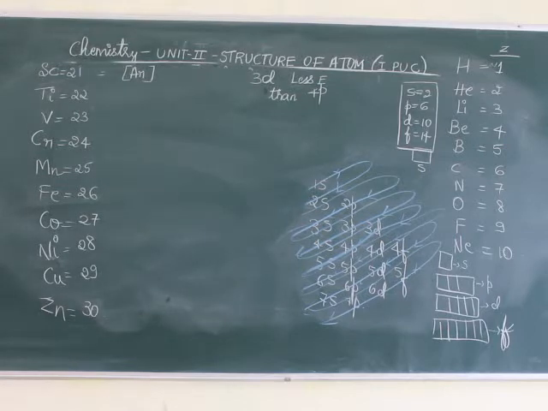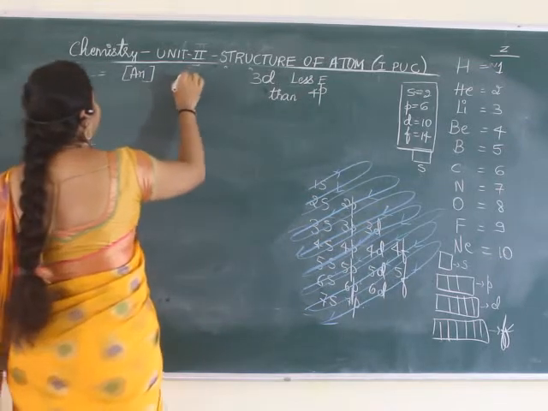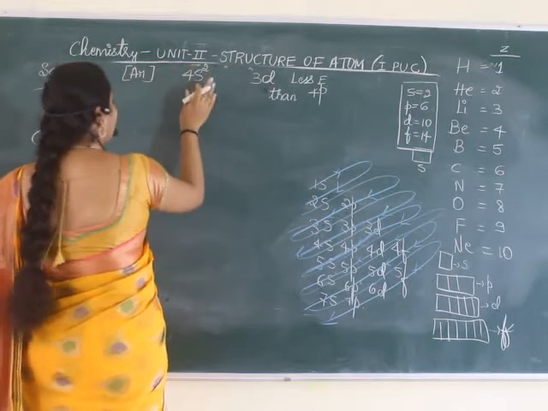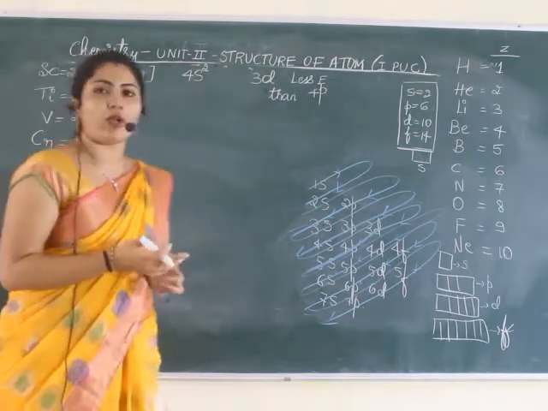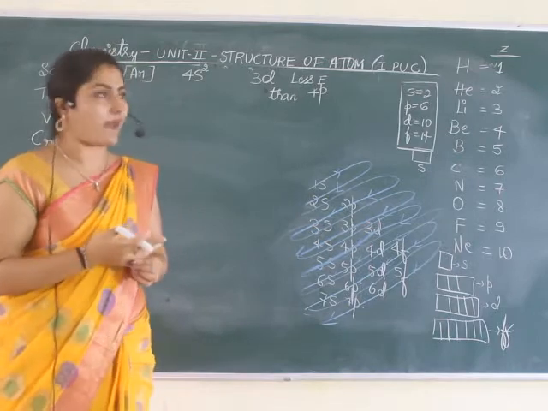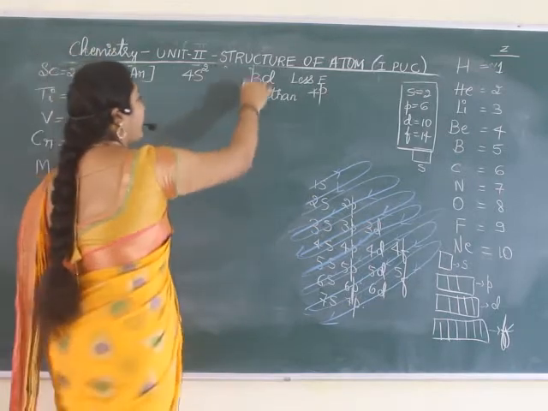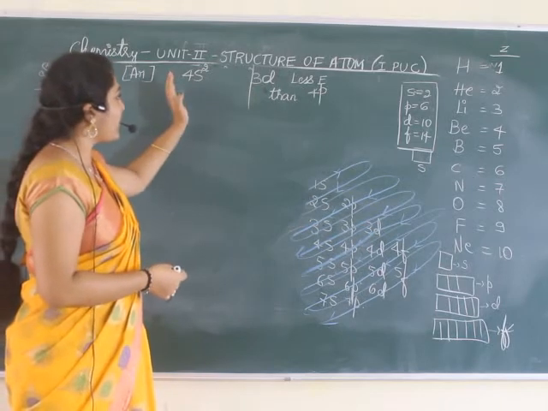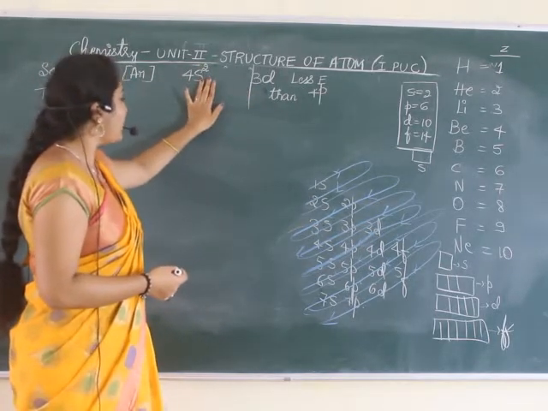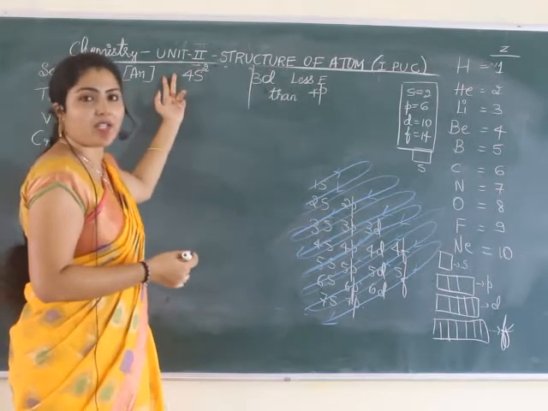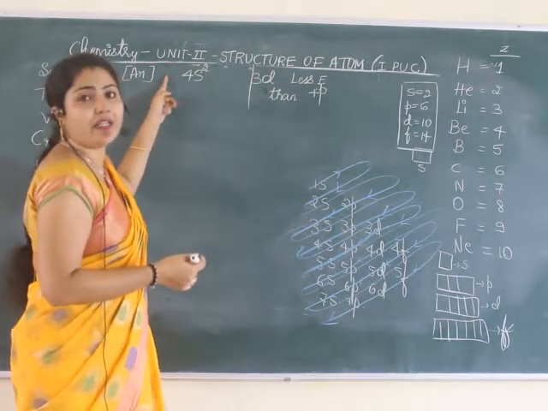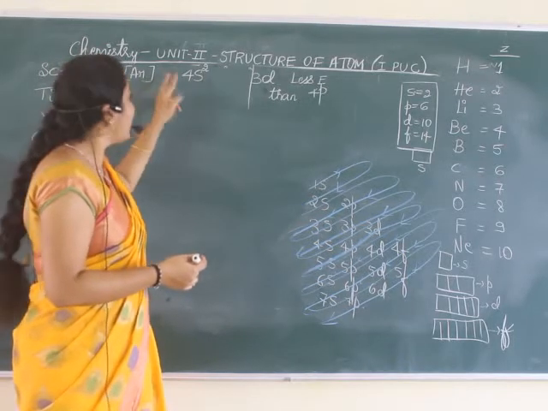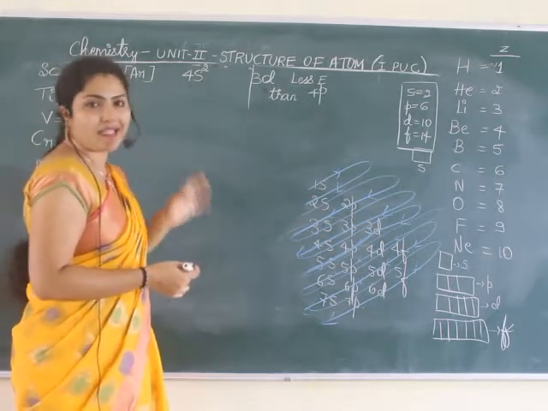So how do you write the electronic configuration for scandium? You write it as 3d1 4s2. From scandium onwards we call them transition elements. I'll tell you why. The reason is that this will be the ultimate shell, and the shell before this is called the penultimate shell. The penultimate shell gets filled first, and that is why we call them transition elements.